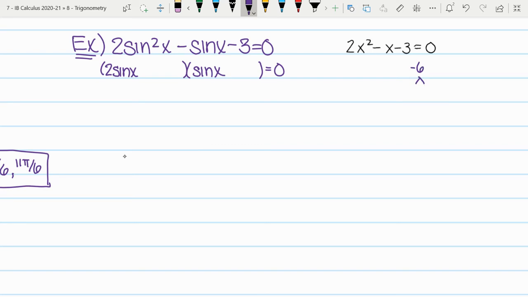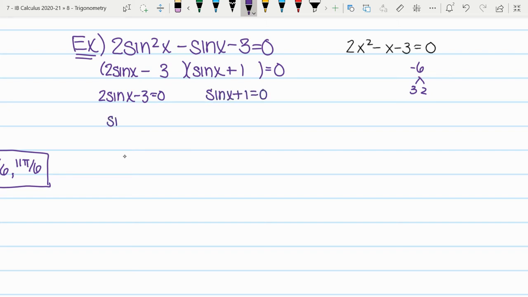Factoring with a leading coefficient greater than 1 tends to differ based on how you learned to factor. But for me, when I factor this, here is what I will have: 2 sine of x minus 3, and then sine of x plus 1. Now that it's perfectly factored, I will set each piece equal to 0. So 2 sine of x minus 3 is equal to 0, and sine of x plus 1 equals 0.